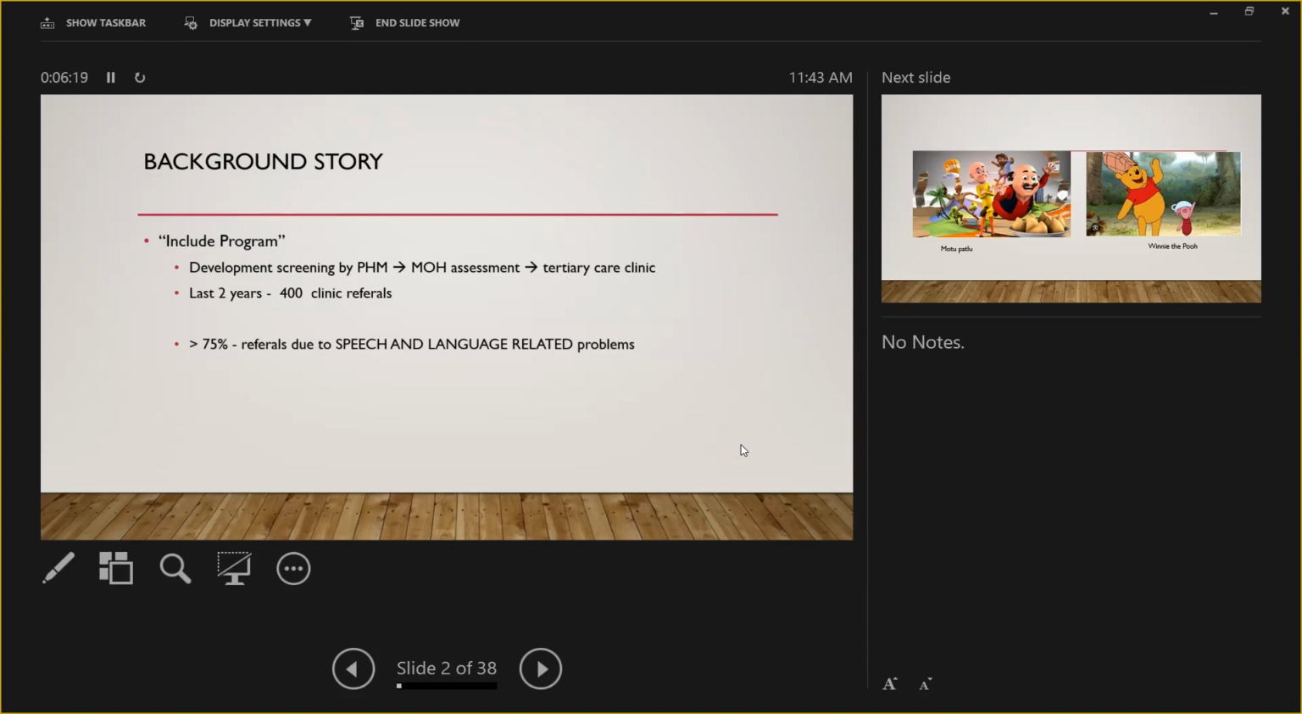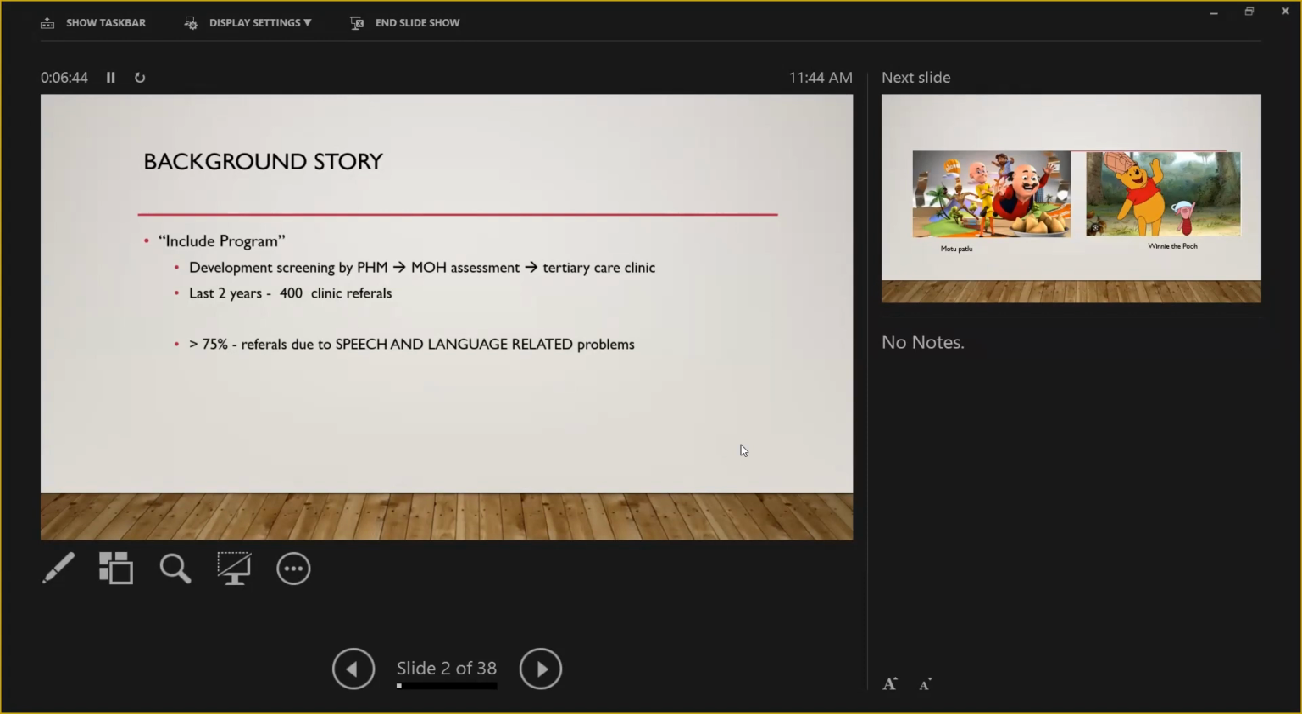During the last 2 years, we had about 400 clinic referrals and 75% were referrals due to speech and language related problems, right? So about 3 out of 4 children who come with a development problem were having speech and language delay. I'm not an expert on speech and language delay, so during the last 2 years, I also learned about this, and there were some wonderful facts which I thought I should share with the community.